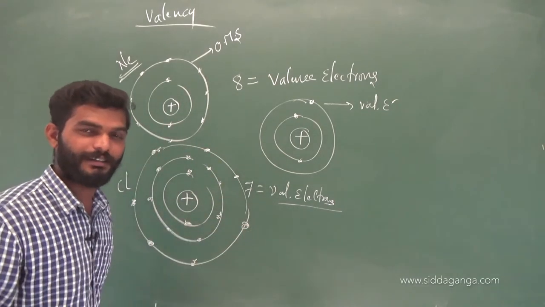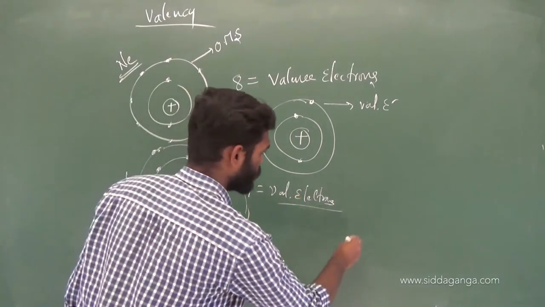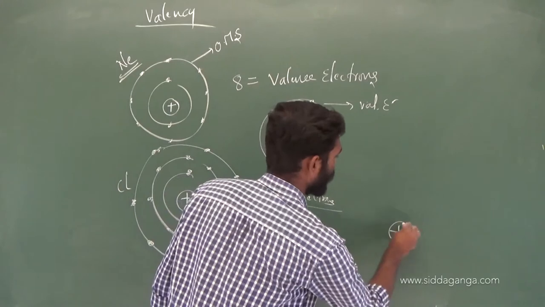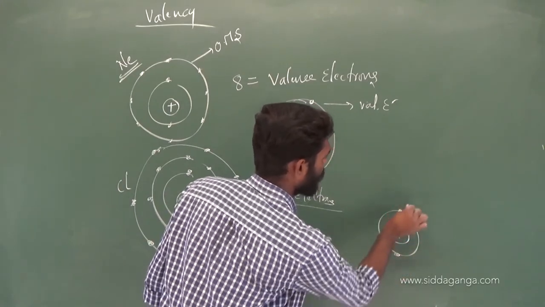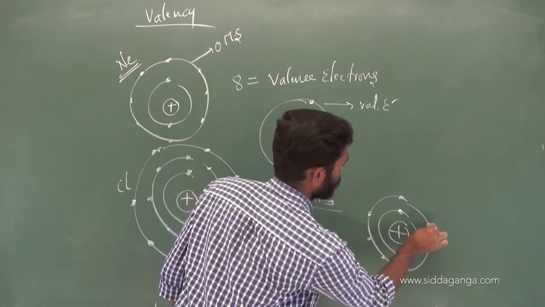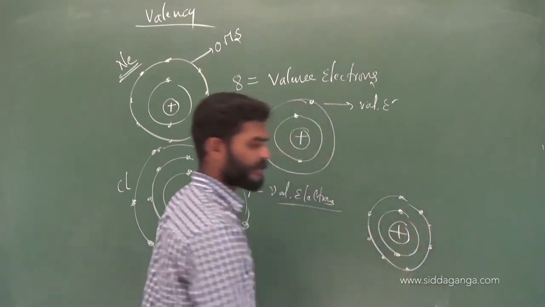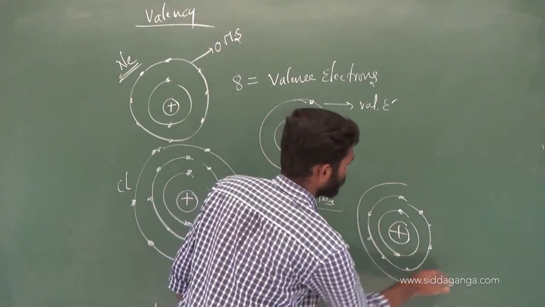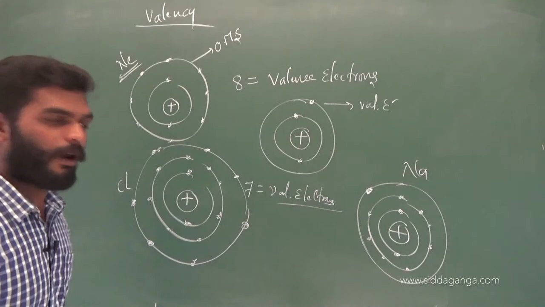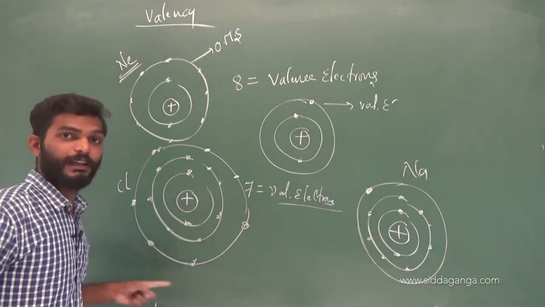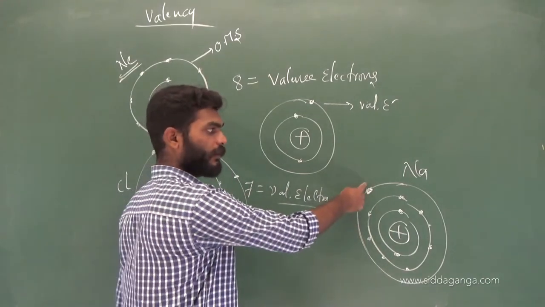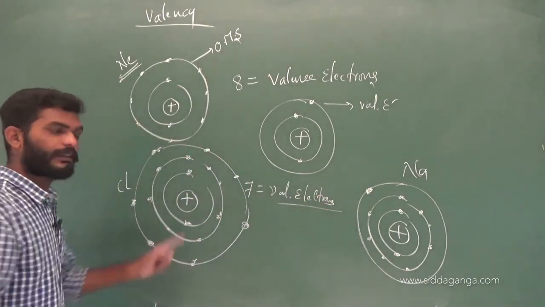So if somebody comes here, suppose let me say sodium. Sodium is 11, right? 2 in the first, 8 in the next, 1 in the third. So this is for sodium. Now this chlorine has 7 electrons in the outermost shell, this sodium has only 1 electron in the outermost shell, therefore valence electrons is 1 here, valence electrons here 7.